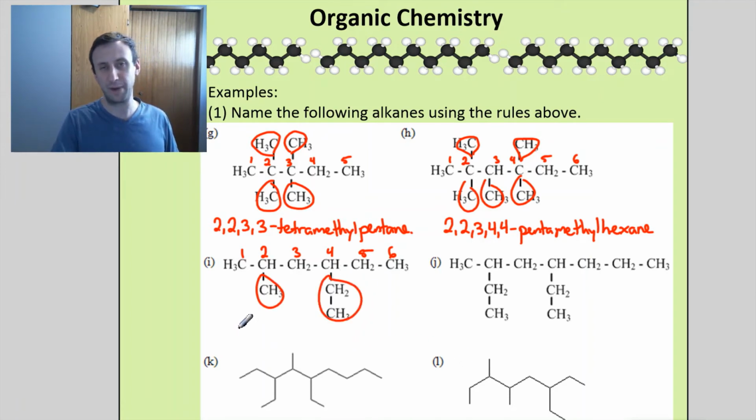Now, when I list my branches in my name, I have to list the alphabetically first branch first. So ethyl is going to go before methyl, even though in terms of number, branch position, the ethyl is 4 and methyl is 2. That's fine. I go 4 ethyl, because again, E is before M, 2 methyl, hexane.